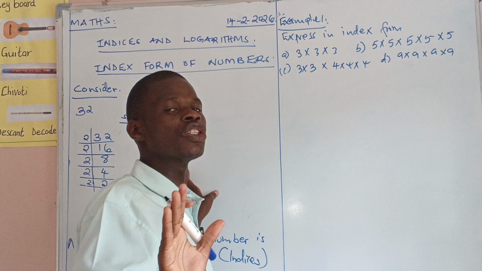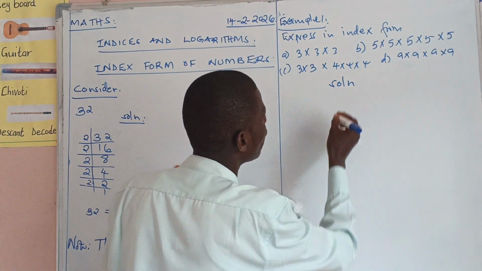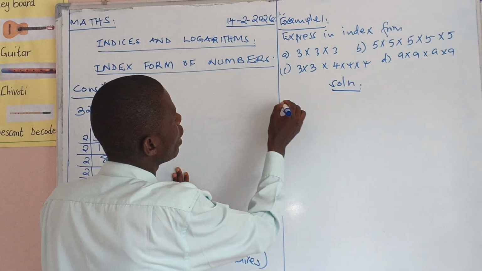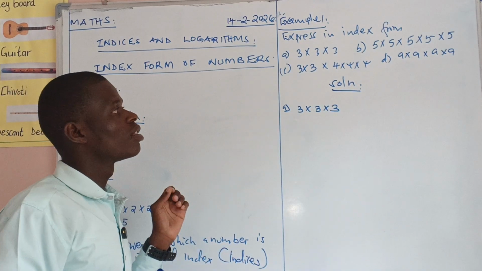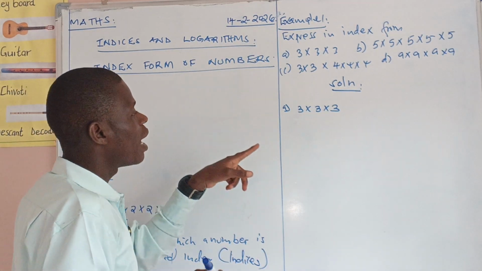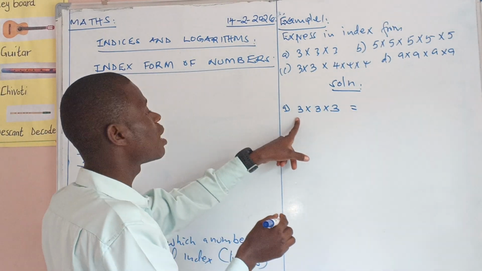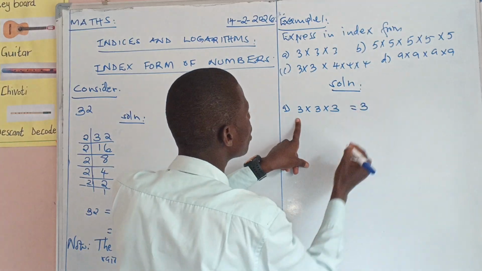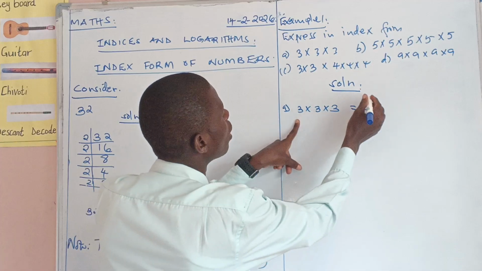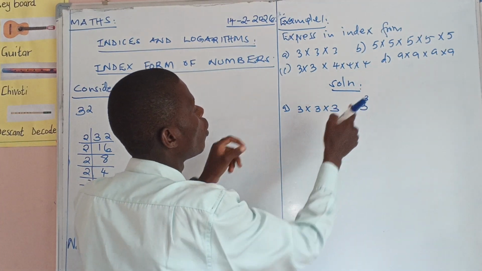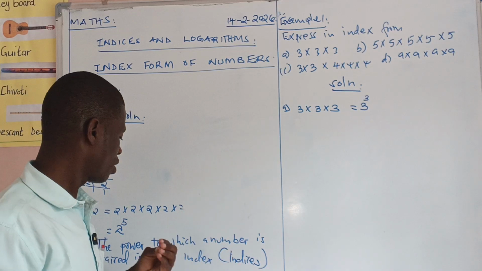If you are given this question, what are we going to do? You start by saying solution, S-O-L-N. You are solving. A, we have 3 times 3 times 3. So here, 3 is multiplied by itself how many times? The number we are multiplying is 3. Then I count the number of times 3 is multiplied. That is 1, 2, 3. That 3, I write it on top here.